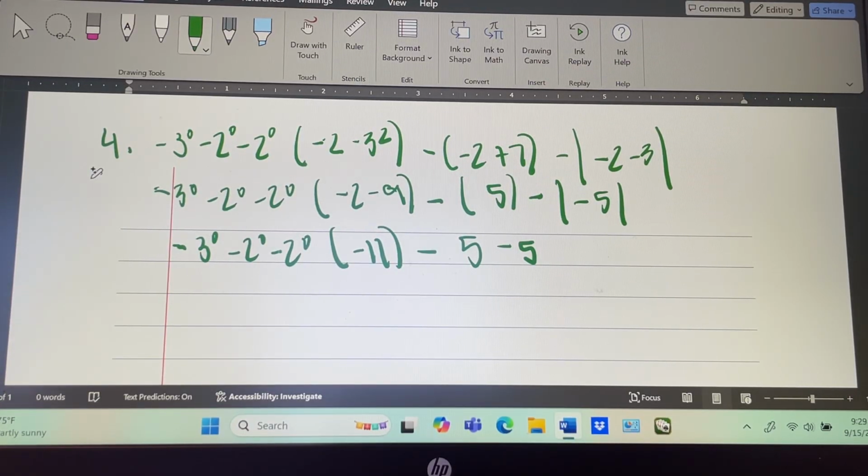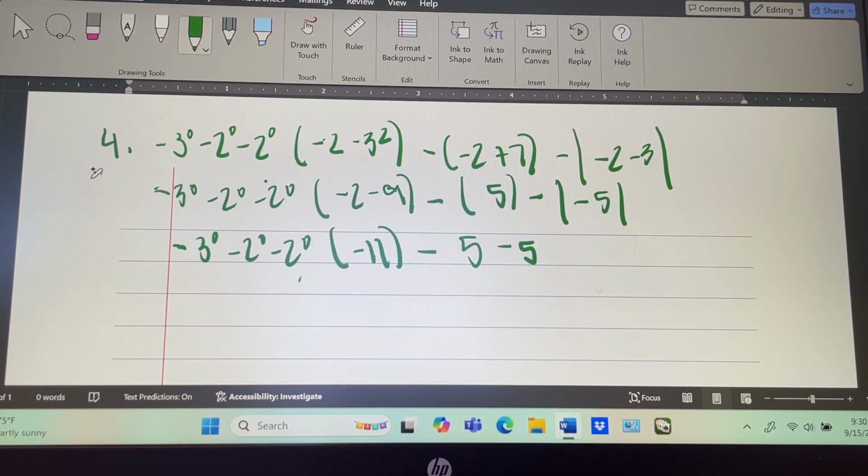Okay, so now we've got all of our parentheses done. Now we're going to do some multiplication here. So we've got -3, 0, -2, 0, -2, 0. That should be -2 to the 0 power times -11, which is positive. You know what? We didn't do exponents. Let's back up. I was multiplying out of order.